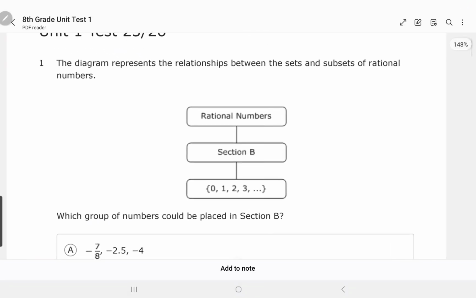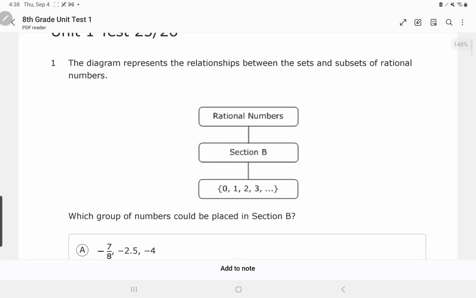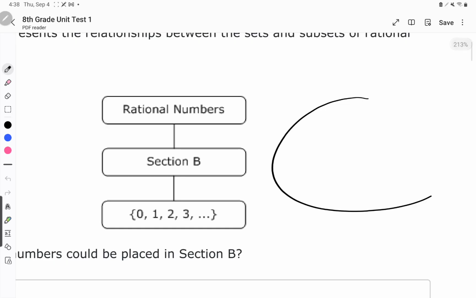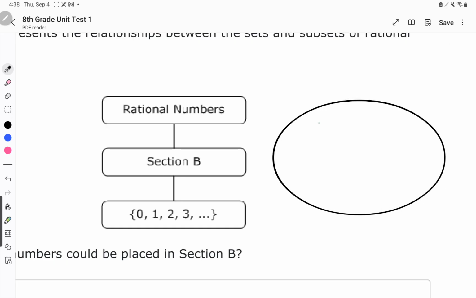test that you guys just took. The first question starts with this diagram right here. Now this diagram is talking about your rational numbers unit. And you guys started learning this in 6th grade, especially the things that are on this particular diagram.